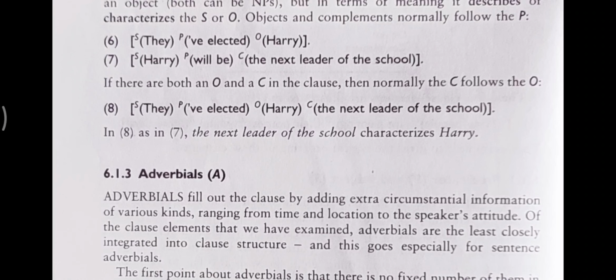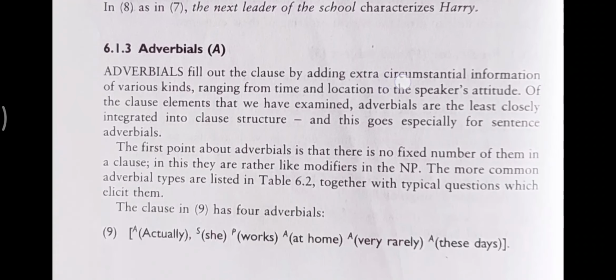If there are both an object and a complement in the clause, then normally the complement follows the object. They have elected Harry the next leader of the school. So the next leader of the school tells about Harry. But who elected? They elected. So here we find this type of thing.